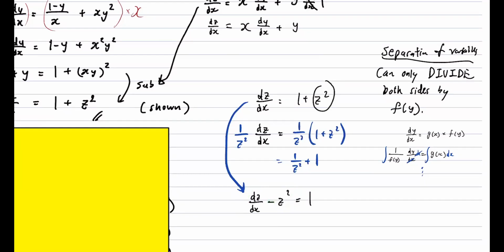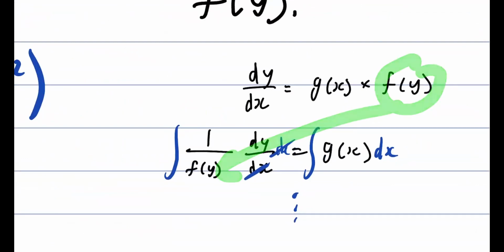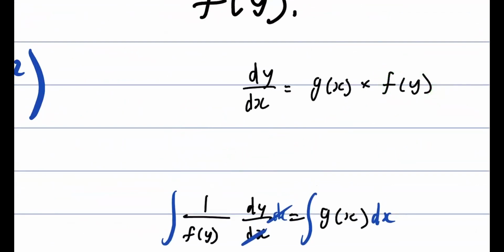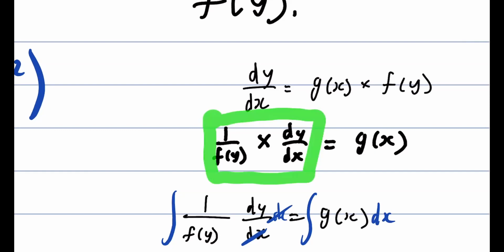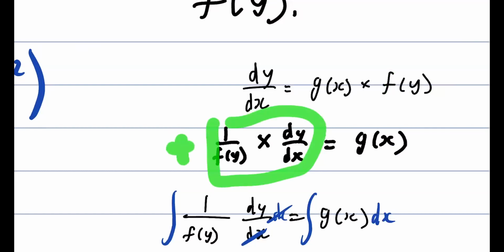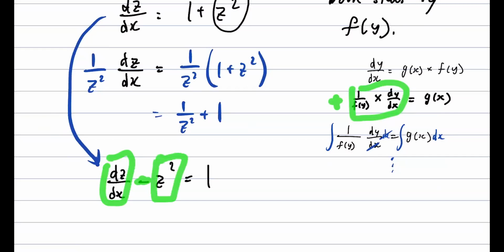You must remember the separation of variable, it looks like this. After you bring the f of y over, okay, maybe I add in one more line. After I bring the f of y over, it becomes 1 over f of y multiplied by dy by dx. So there is only what we call a single term. No plus, no minus. Only a times. Okay, one single term. Here, the problem is that there's a minus. So there's 2 terms.